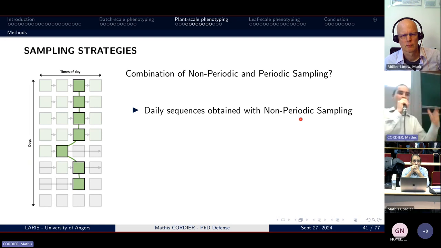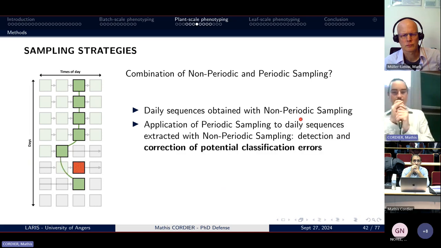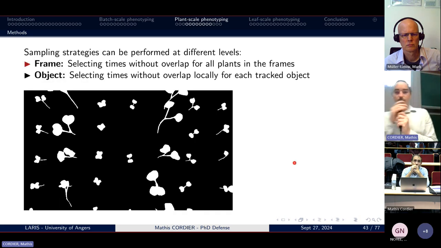With non-periodic sampling, we are able to extract daily sequences. From those daily sequences, we can apply the periodic sampling to this series. We use, in particular, this periodic sampling to detect and correct errors in the classification in the sampling strategy. It is represented here in red, and we are able to correct if we have some issues.